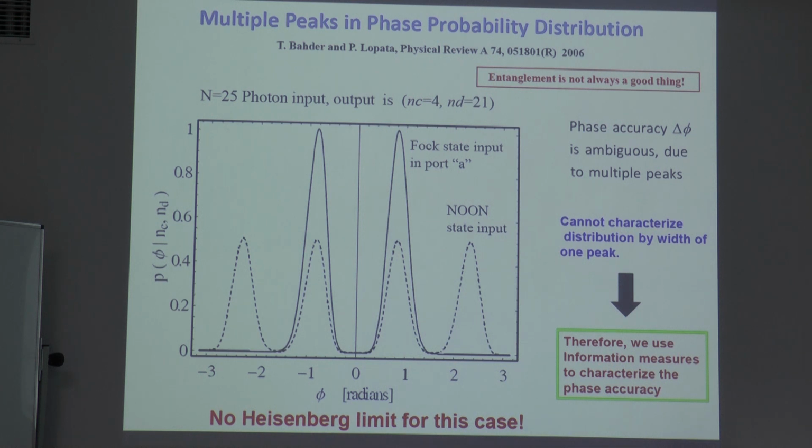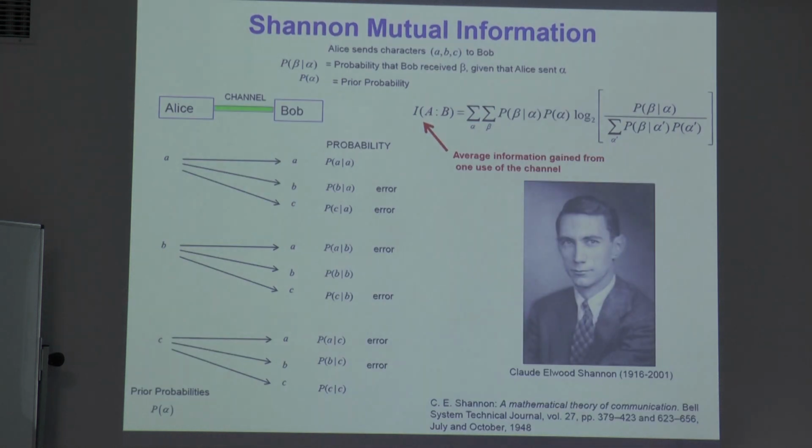So really, you want to use information measures. That whole idea hangs really well with the idea of a quantum sensor as a channel. The information that we're going to talk about is Shannon mutual information, where Alice sends a character through this channel to Bob. So let's say Alice sends a character A to Bob.